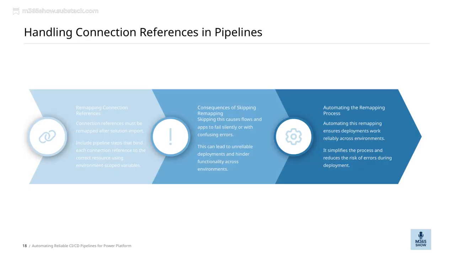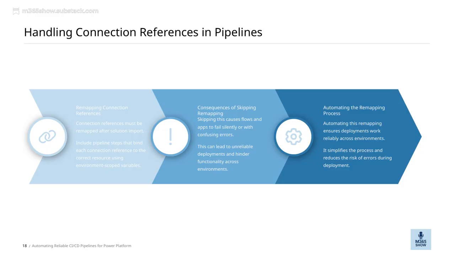Handling connection references in pipelines is a crucial part of automating reliable CI/CD processes for the Power Platform. When we automate this remapping, it ensures that deployments work smoothly and consistently across different environments. This not only simplifies the deployment process, but also significantly reduces the chances of errors slipping in during deployment. If we skip this step, things can get tricky. Flows and apps might fail silently, or worse, throw confusing errors that are hard to diagnose. This can lead to unreliable deployments and make it difficult for the solutions to function correctly across various stages.